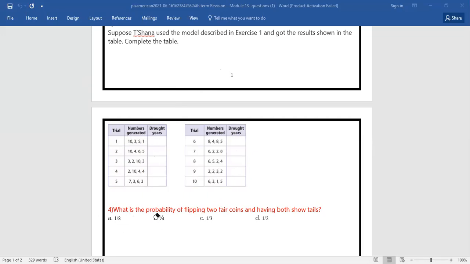Next question: what is the probability of flipping two fair coins and having both show tails? It is 1 over 4, because you are flipping two fair coins, so you divide by 4. And how many times can you see T and T? Only one time. So the probability is 1 over 4.